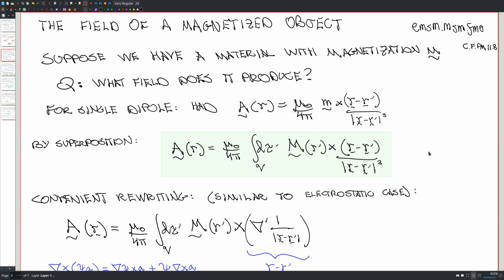It's really good enough for most purposes. However, similarly to what we did in the electrostatic case, it's possible to have a convenient rewriting of this, leading to an equivalent expression in terms of what we will come to know as the bound currents. So how does it work?